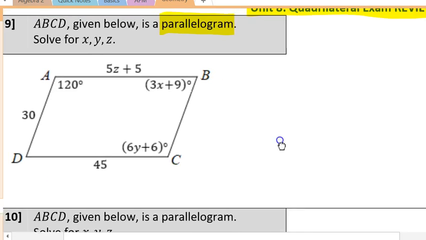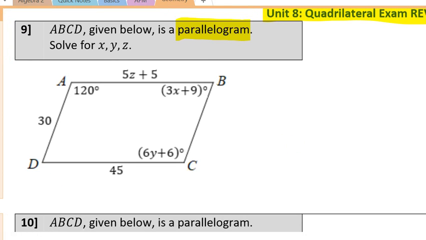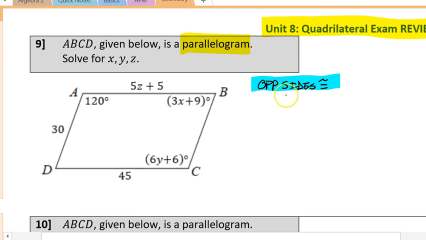Okay, right off the bat, looking at our shape, we know from a parallelogram that opposite sides are in fact congruent, meaning that we can set up the relationship between side AD and side BC, and we can set up a relationship between side AB and CD. The one that is useful here is that 5z plus 5 is equal to 45. Setting up a two-step equation we can solve, we'll subtract 5 and then divide by 5, giving us that z is equal to 8.